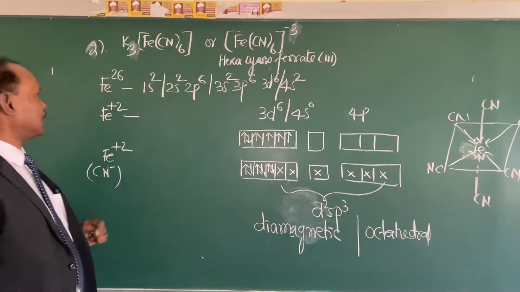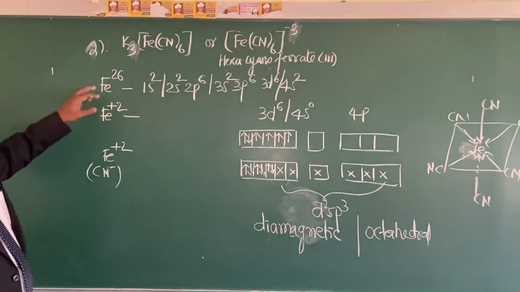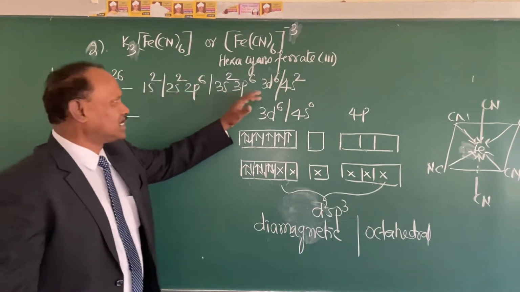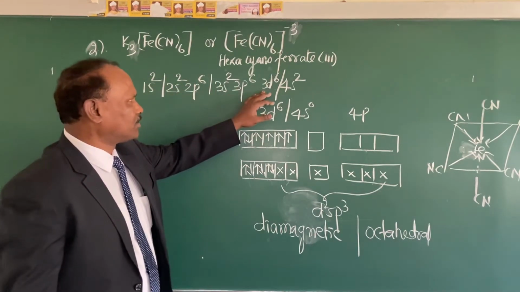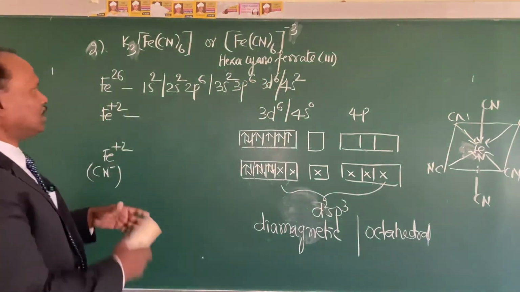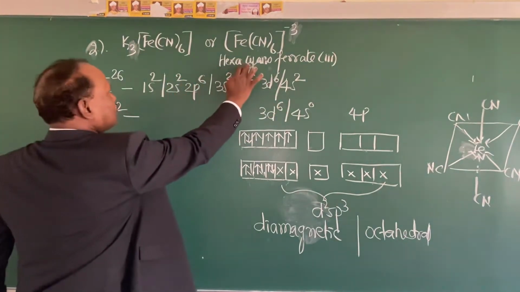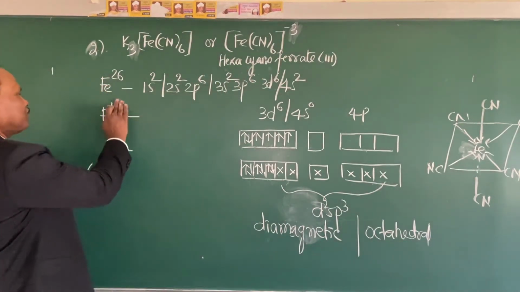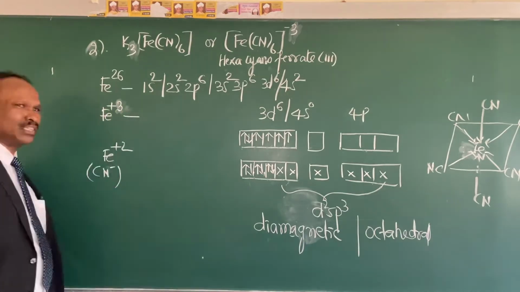Hexacyanoferrate(III) complex ion. As iron has atomic number 26, it has the configuration like this. The outermost configuration is 4s2 3d6. Now in this complex ion, hexacyanoferrate(III) ion, the oxidation number of the iron is +3.